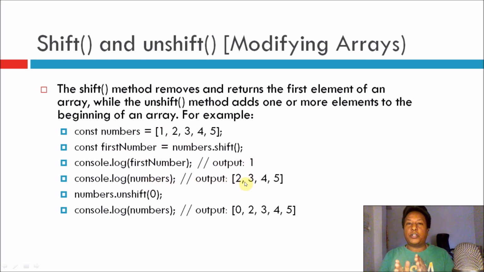And now if we want to unshift, meaning add one element into the array at the start, we will use unshift. After unshifting the value 0, the new array becomes 0 2 3 4 5. So I hope this is clear. Push and pop, and shift and unshift.